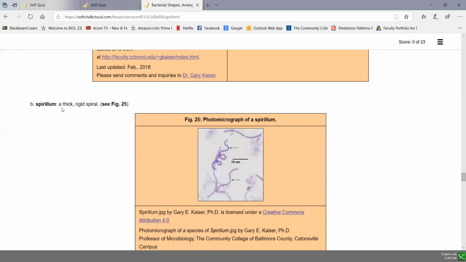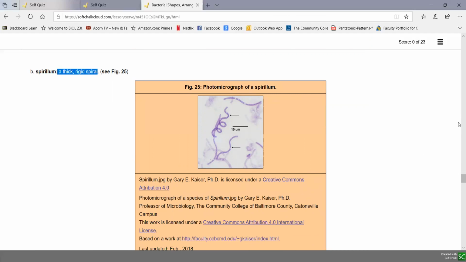A spirillum, on the other hand, is a thick, rigid spiral. Figure 25 shows you a photomicrograph of spirillum like we'll see in lab. As you see, these are very thick bacteria. They're easy to measure the width, and they do occur in spirals. And the spirals are quite regular looking. In figure 25, you can still see the spirals very nicely on the spirillum species.